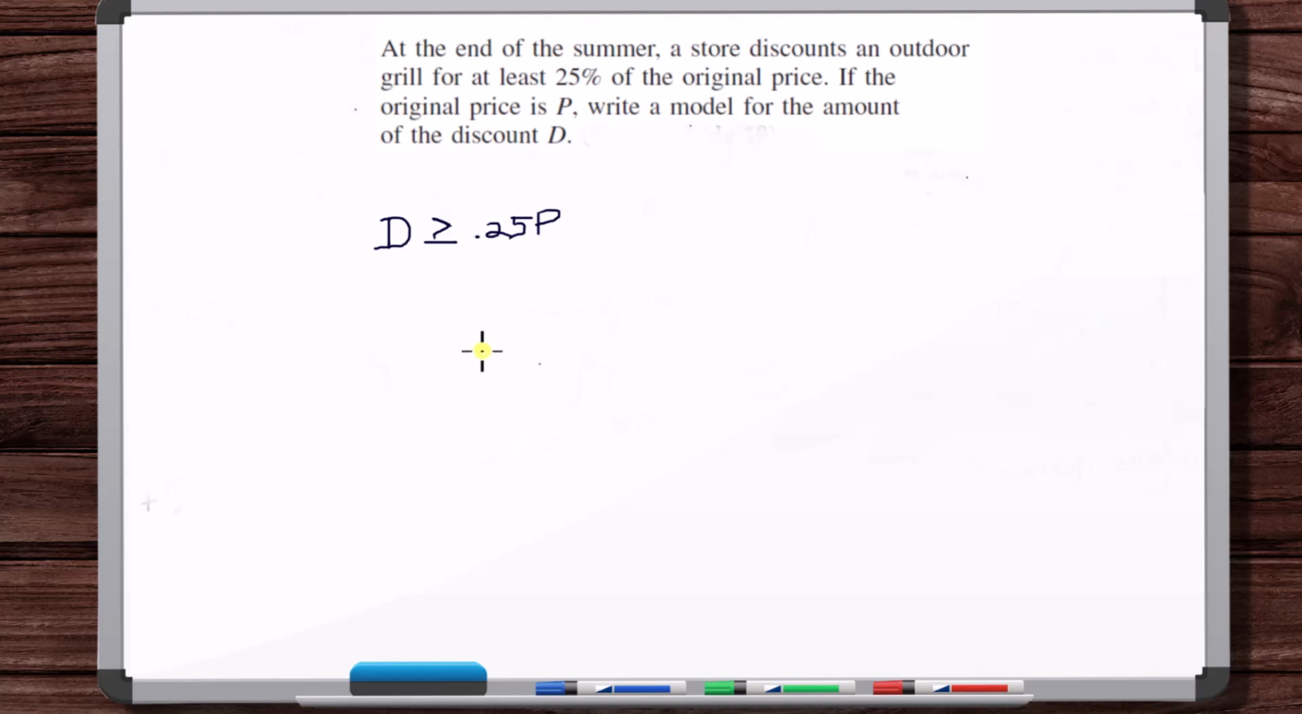If you had something that cost $100 originally, and it was discounted 25%, then you would say 0.25 times 100 would be $25, and it would be listed at $75. But it's not asking us about the new price. It's just asking us about the amount of the discount, which is 25% of the original price. But it could be 35%. So D is going to be greater than or equal to 0.25P.